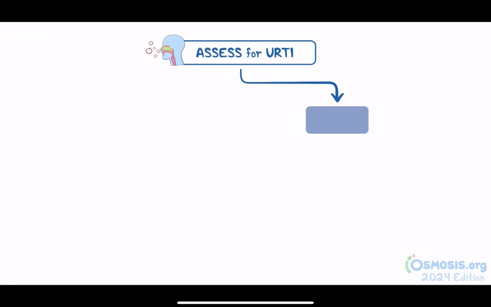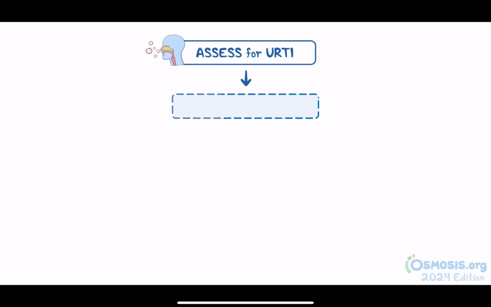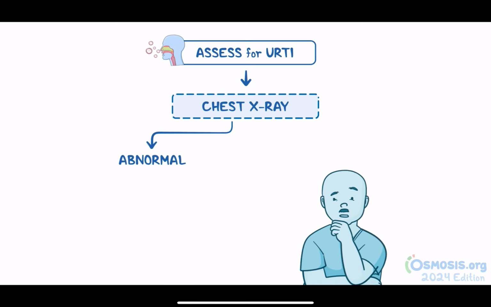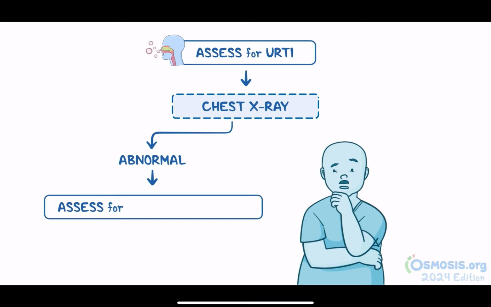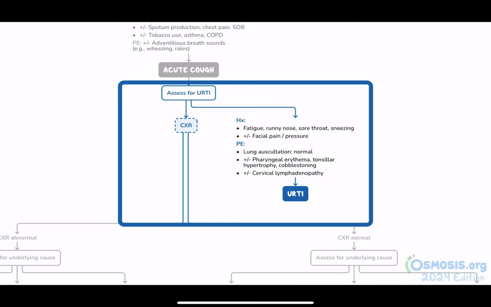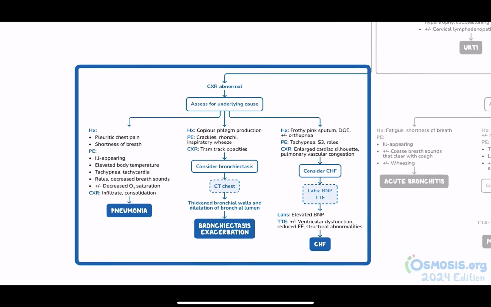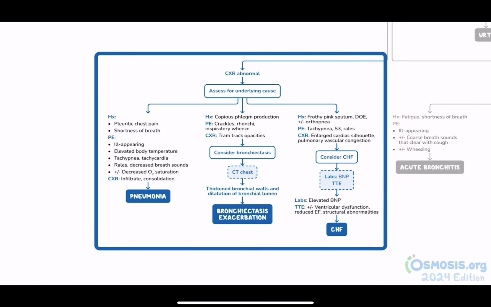Okay, now if you rule out an isolated upper respiratory tract infection, you should next obtain a chest X-ray. If your patient's chest X-ray is abnormal, indicating radiographic evidence of airway or lung involvement, then assess for the underlying cause. Let's look at what to do when the chest X-ray is abnormal. First up, let's discuss pneumonia.